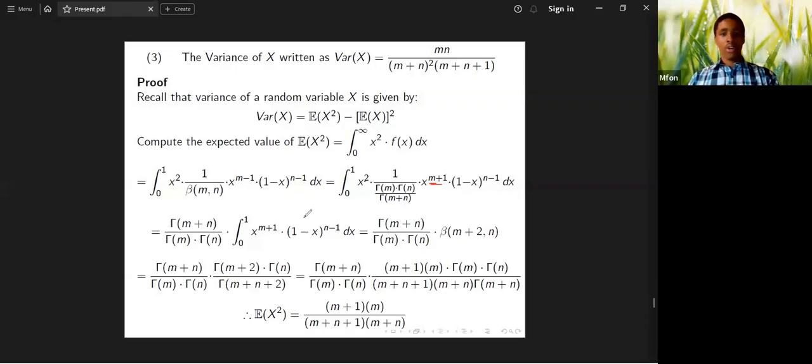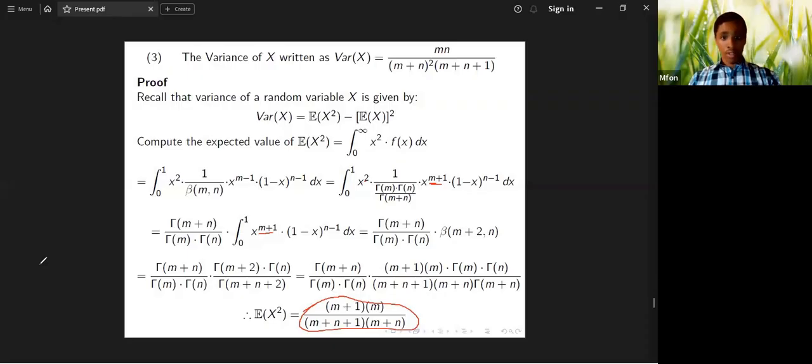So now this gives us gamma m plus n of gamma m dot gamma n times this is m plus 1 times 1 minus x into n minus 1 dx. Once again, we have to replace it with the beta and the gamma distributions, which gives us our final value.